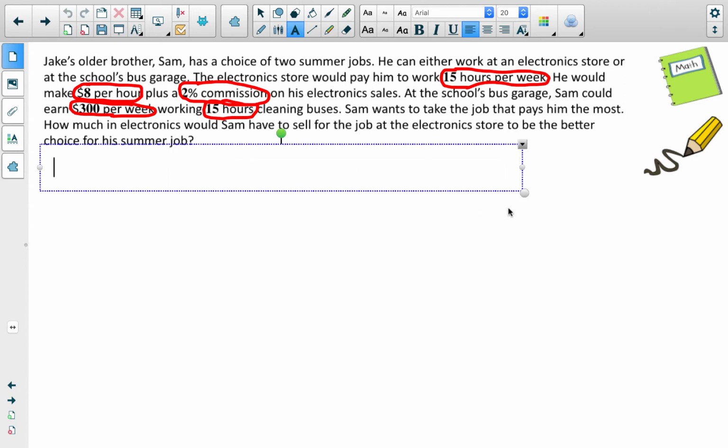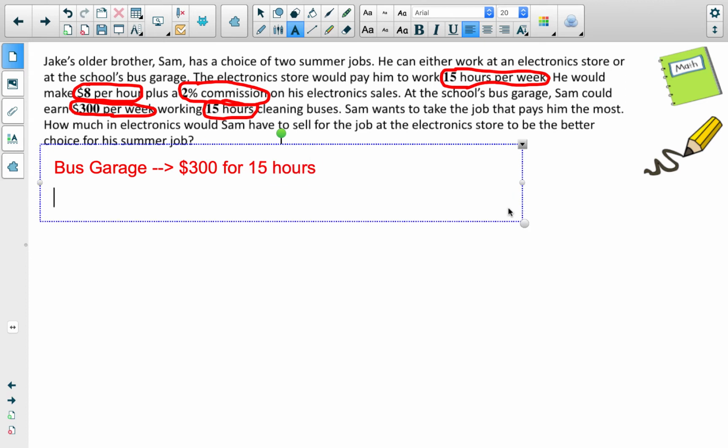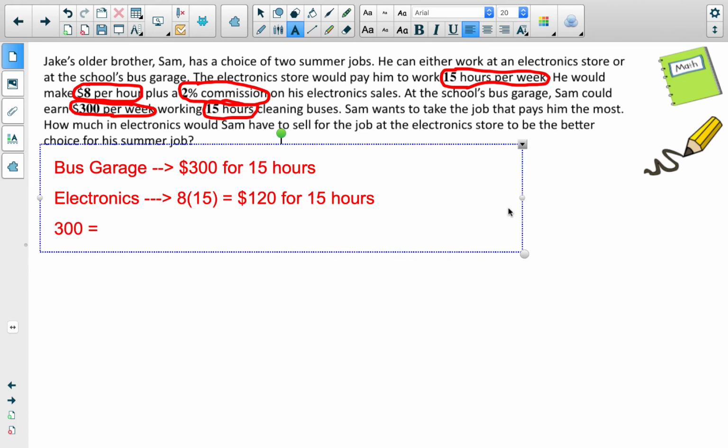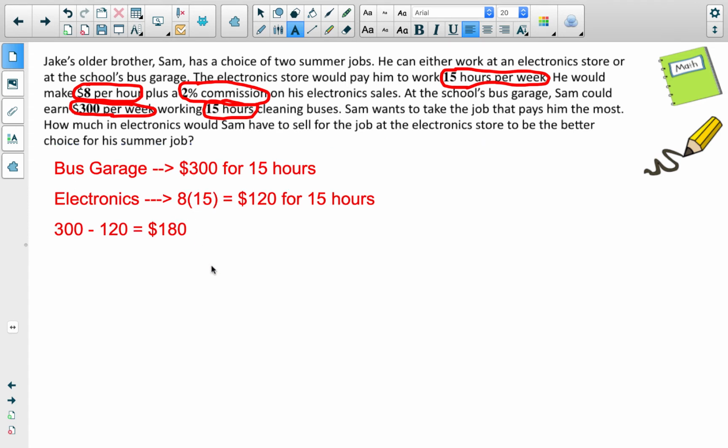But we know that the bus garage is paying $300 for 15 hours. Now, the electronics store is paying $8 times 15. So 8 times 15 is 120. It is paying $120 for 15 hours. So what we have is a difference of $180. Currently, without commission, he makes $180 less at the electronics store than at the bus garage.